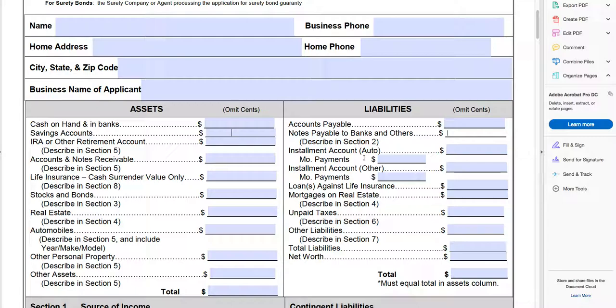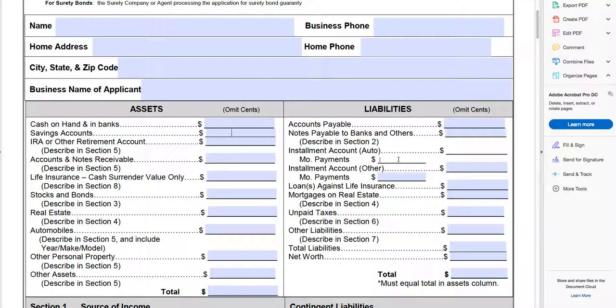The next one is note payables to banks or others. This section is the total balance on your credit cards, personal loans, and personal lines of credit. It should also include any student debt that you have. The next one is the installment account for auto. As the name implies, this is the debt that you owe on your cars, boats, recreational vehicles, etc. Please include both the outstanding balance and the monthly payment here. The outstanding balance should be right here, and the monthly payment should be right here.